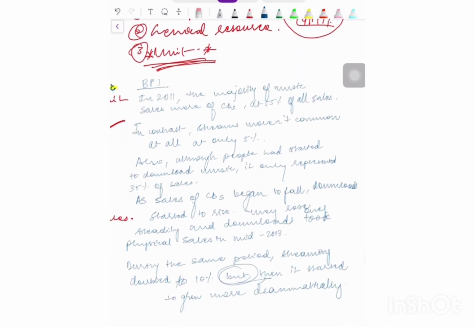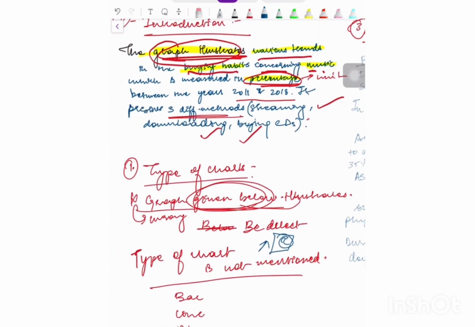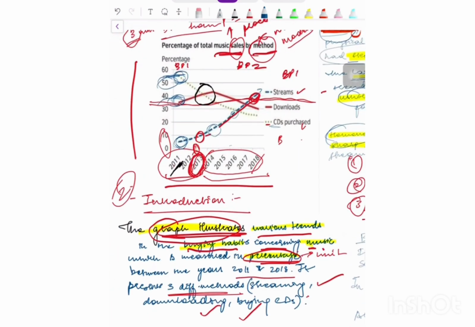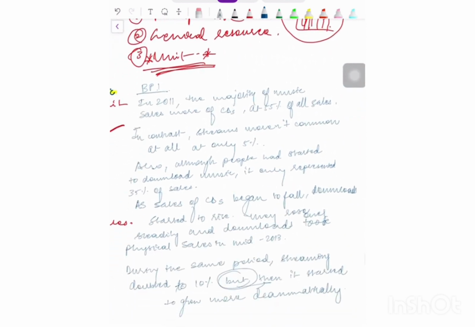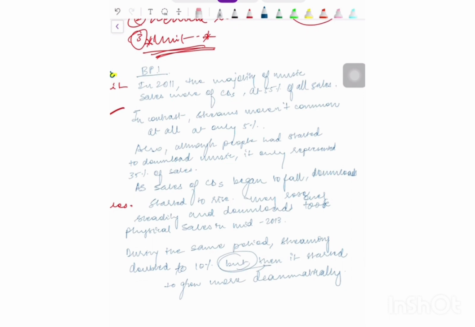So you can see in body paragraph 1 we talked about what? We talked about this much. We divided the graph from here year wise. So things to learn: majority of music sales were of CDs at 55%. We wrote data everywhere we could, whatever the exact figures are. In contrast is a good word to be used as a linker because it's linking two sentences.